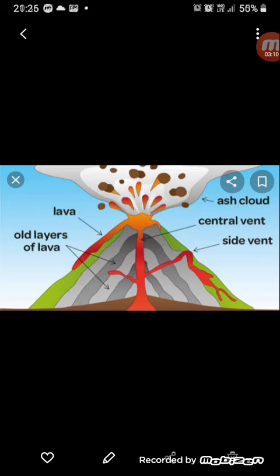As you can see in the picture they have given you in this diagram, side vents mean that sometimes the central vent is blocked up or choked up. So what happens at that time? Magma starts coming out from the different walls of the volcano, and they create these side vents. So it ultimately becomes a composite cone.